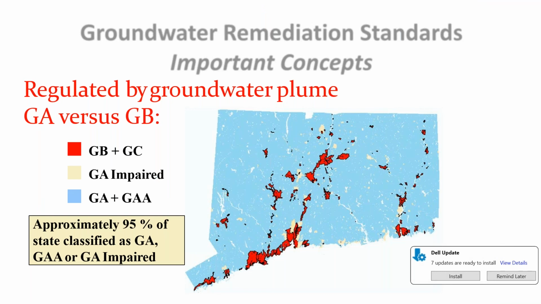So the whole GA versus GB thing in Connecticut is important because a vast majority, similar to New York and the other states, is GA, with the exception of the industrial corridors of historic manufacturing in Connecticut, and I guess you can all pick out the Housatonic and the Quinnipiac and the Connecticut River and the Thames River pretty easily without any features. Oh, yeah, and Stamford and Bridgeport and New London.